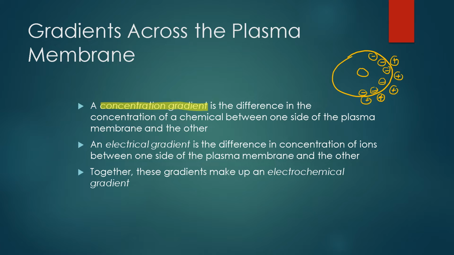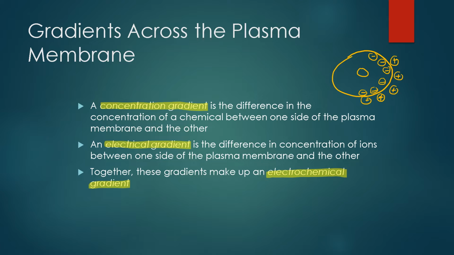This is typical. Again, this is a gradient of these differences in charge on either side of the membrane. This has its own special name as well, and this is called the electrical gradient. Together, the concentration gradient and the electrical gradient make up this collective, which is called the electrochemical gradient.